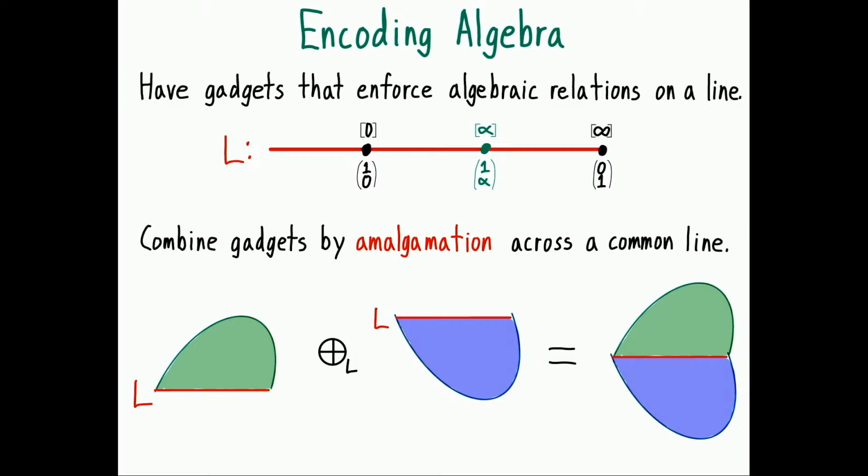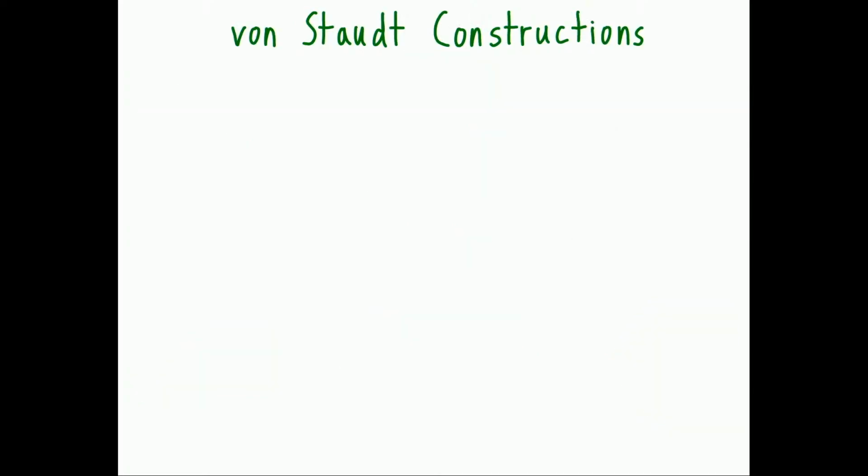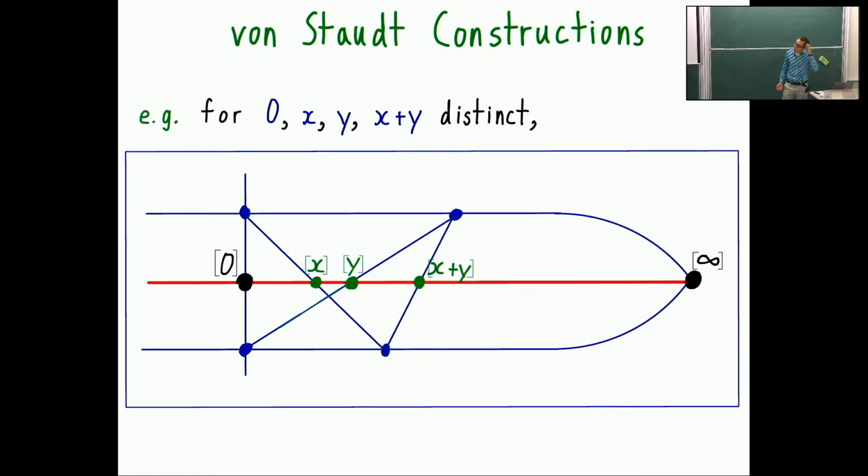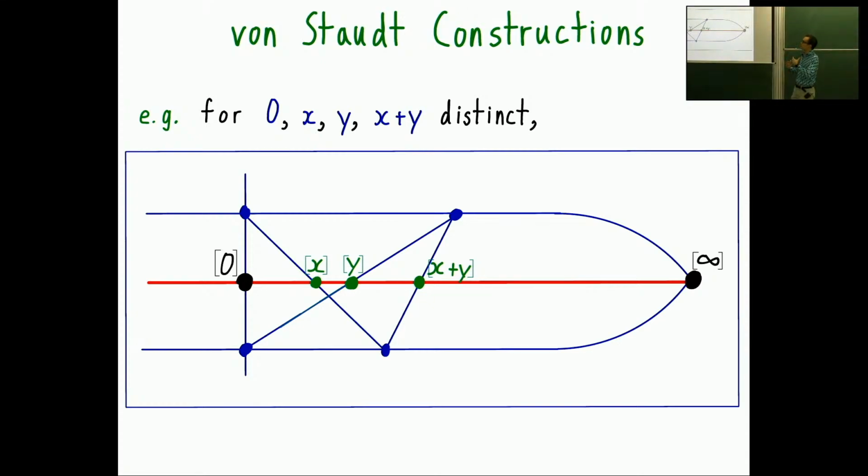And this idea of encoding values in a line and having geometric gadgets actually dates back to von Staudt, 1857, and what he called the algebra of throws. I'm not going to give all constructions, but I'm going to give a nice example. Here I'm going to give the gadget for non-trivial addition.